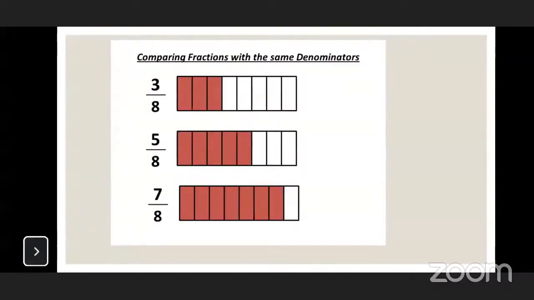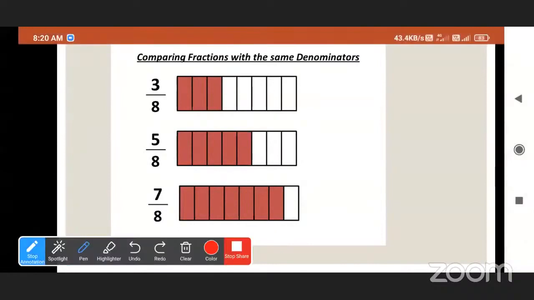If we draw boxes according to our fraction, then we will get 3 upon 8. See here, the number of colored parts is 3. In the second one it is 5, and in the last one it is 7. So which one is bigger? 7 upon 8. Okay, very good.